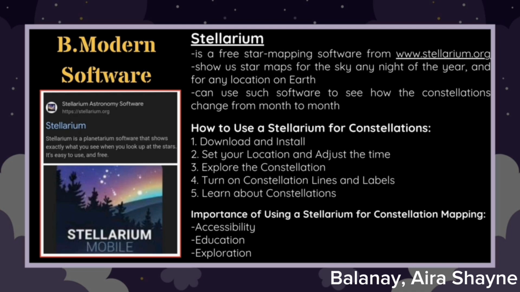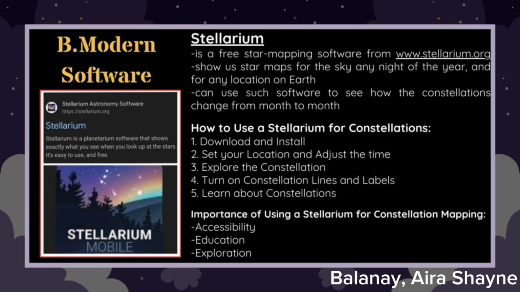Also, Stellarium lets you explore the stars, planets, and also the deep sky objects within any given view of the night sky. So the fourth one is to turn on the constellation lines and labels to make it easier to identify the constellation. So you can activate constellation lines and labels. This shows the shapes formed by the stars of the constellation and labels the stars and constellation with their names, helping to visualize their structure and layout.